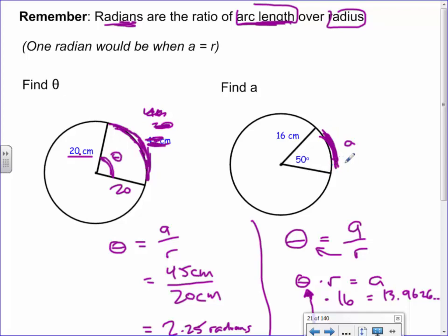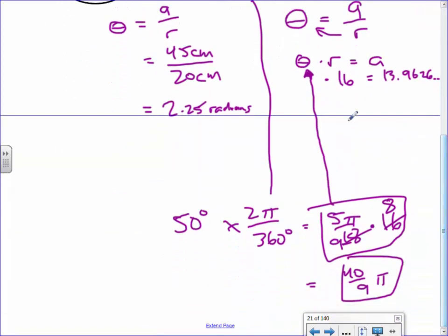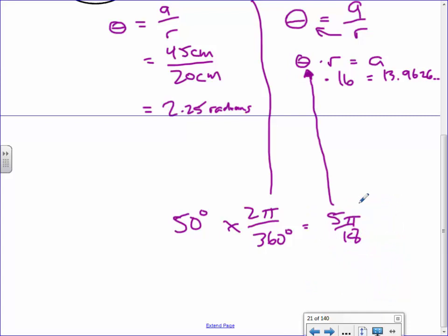Does that make sense? Let me show you that one more time here. I took my angle, I times it by my radius. But my angle had to be in fractions of pi. So I took 50 times by 2 divided by 360, and before I scribbled all over it, I ended up with this angle was 5 pi over 18. Everybody okay with me getting that angle?